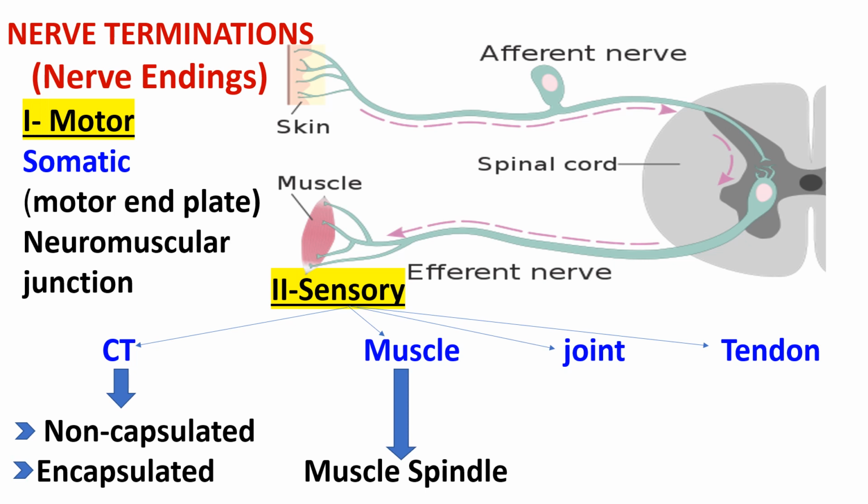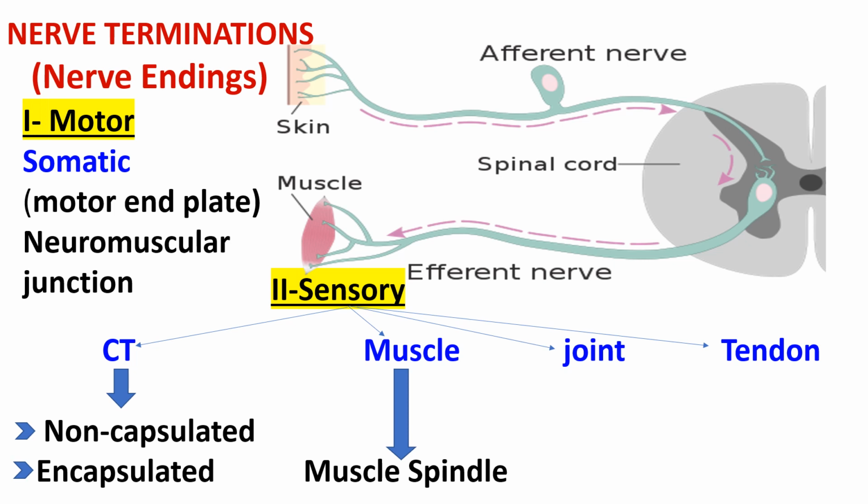We have two types of endings. We took the structure of the nerve cell. It is formed of cell body and processes or fibers. These fibers are either dendrites receiving or axon transmitting. At the end of the axon, there are terminations. These terminations are the nerve endings.